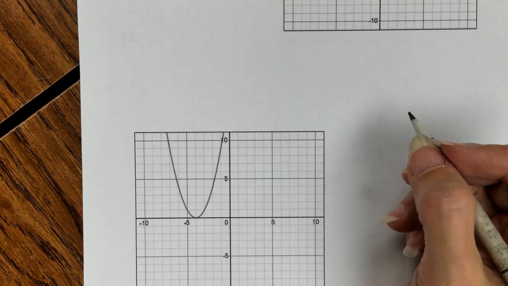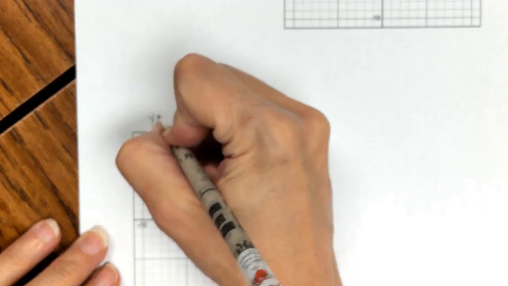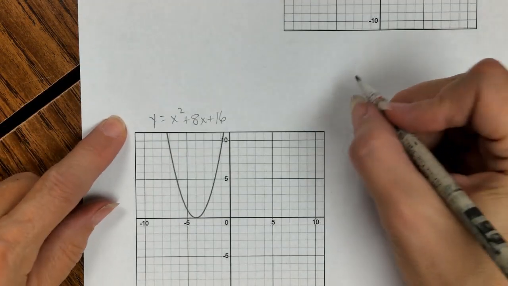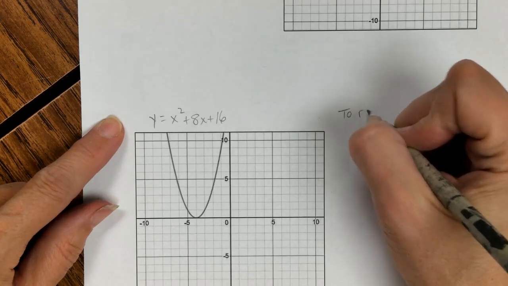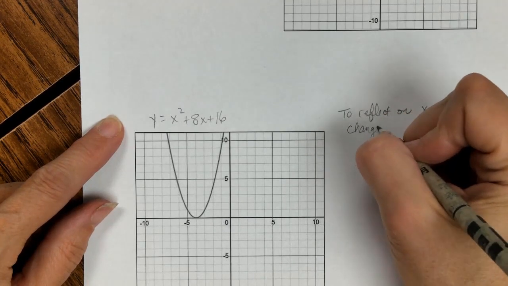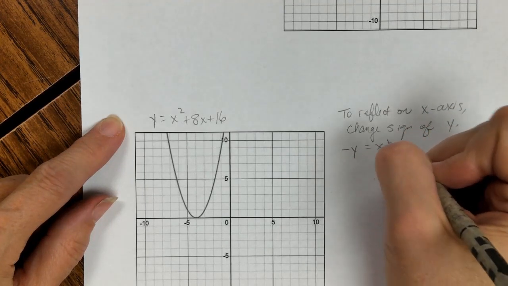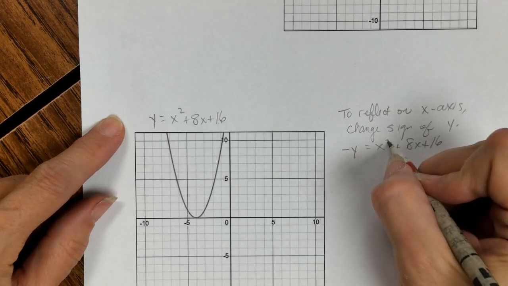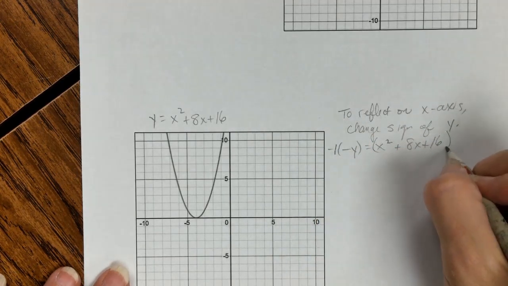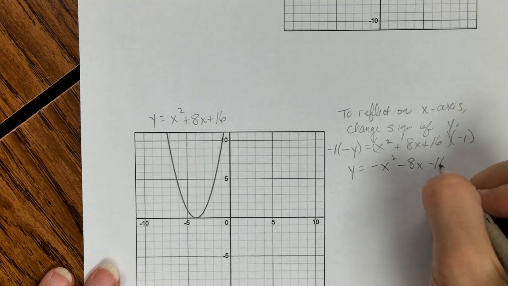Now we're going to reflect it on the x-axis, which means we take the original equation, I'll write it here again, and we're going to change the sign of y to flip it on the x-axis. To reflect on the x-axis, change the sign of y. So -y equals x squared plus 8x plus 16. But we're used to having just positive y equals something for our graphs. So what I'm going to do is take -1 times everything on both sides of the equation. I get positive y equals -x squared minus 8x minus 16.